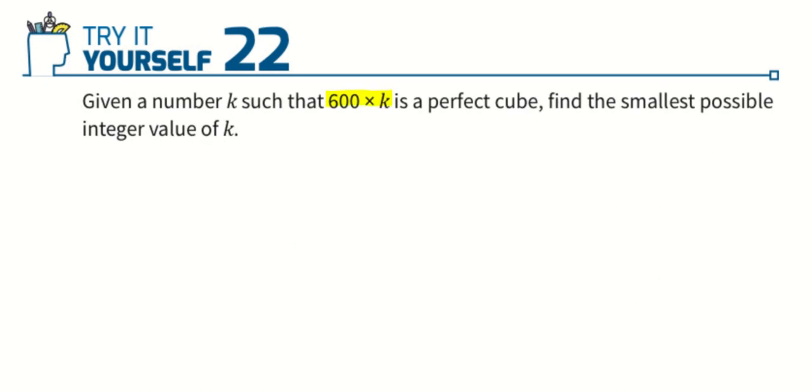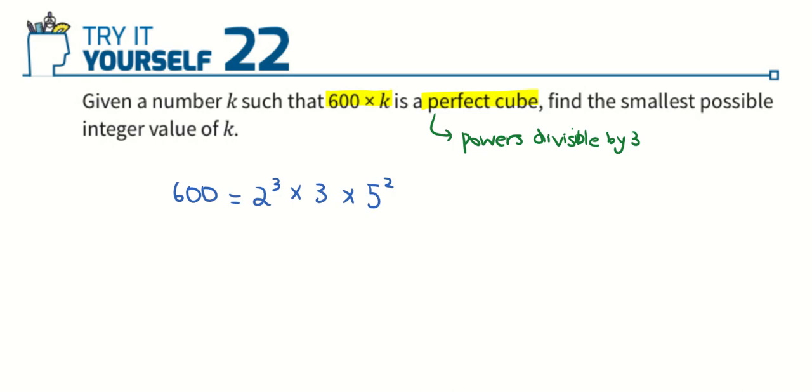Now I want 600 times k to be a perfect cube. What does perfect cube mean? Powers divisible by 3. So if I have 600, what is the first step that we should do? Write the index notation. Yes. After I write the index notation, I want to make it a perfect cube, and I am multiplying it. So I'm adding more factors. Okay, so the powers should increase.